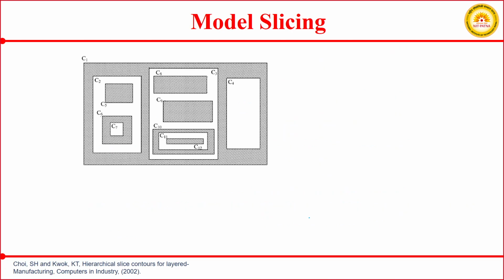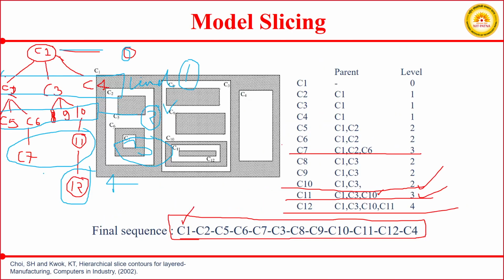Okay, so now we can write the sequence. What will be the sequence? C1, then C2, it is there. Then it will come to its son. First we will try to complete one family tree. Okay, so C1, C2, C5. After C5 we will go again here, and it will be C6. Then from C6 it will come to C7. Okay, so this first one arm is completed.